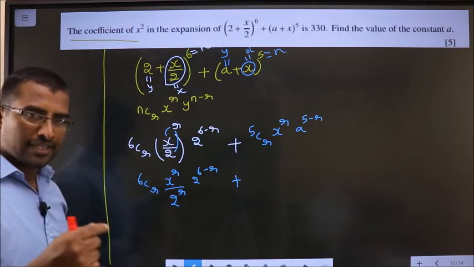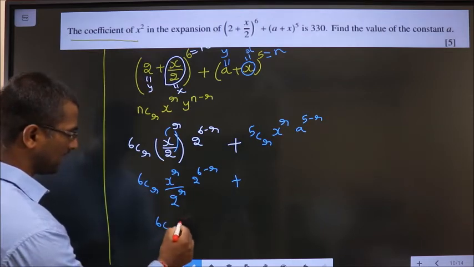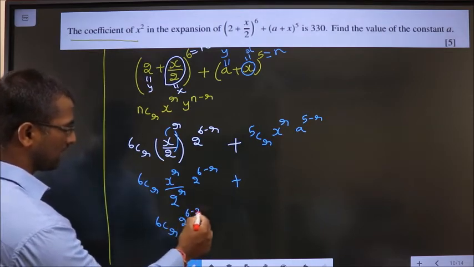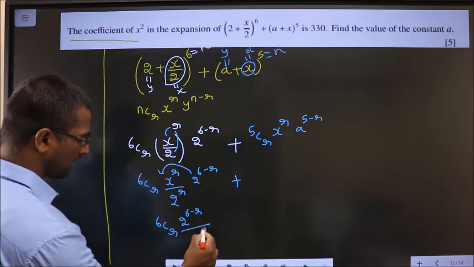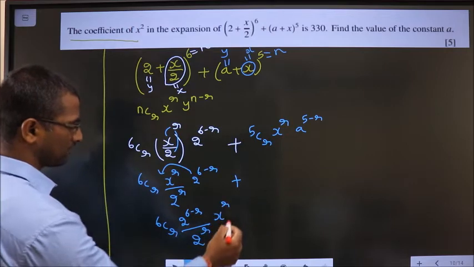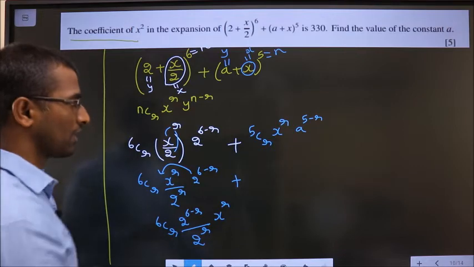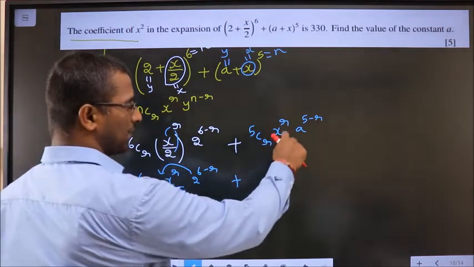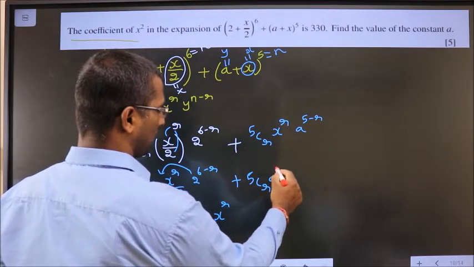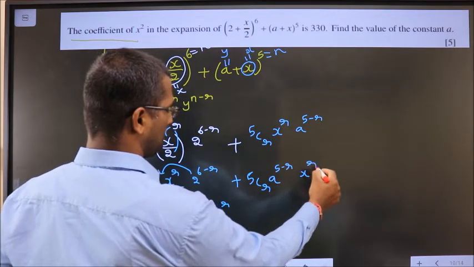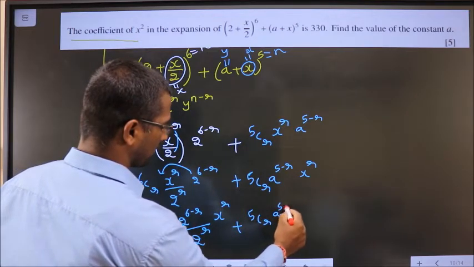Next, x should be at the last. So you will write this as 6Cr, then 2^(6-r) by 2^r into x^r. This cannot be simplified further, so we stop here. Here also the same thing, x at last I write. So 5Cr a^(5-r) x^r. So no change, writing the same step.